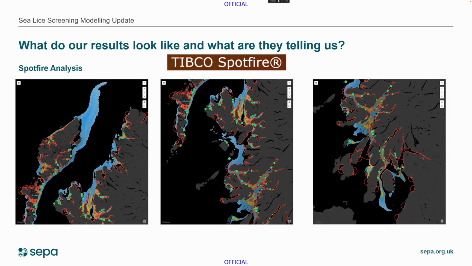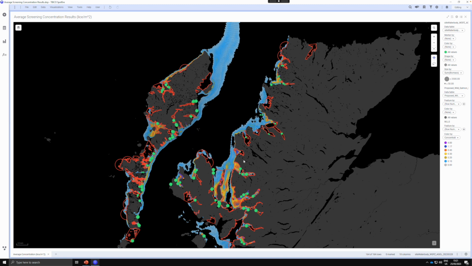We've also been looking at the model output data in a package called Spotfire. This allows us to produce interactive maps and other analysis which look at the data in a different way. I'm just going to switch to the package to give you an idea of the type of things that we're doing. This is a map in Spotfire of the average sea lice modelled concentration over a period of April and May, so 2 months.